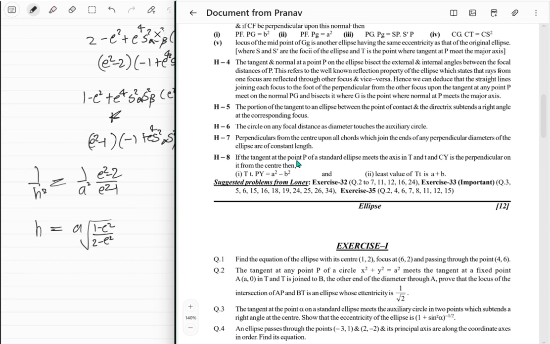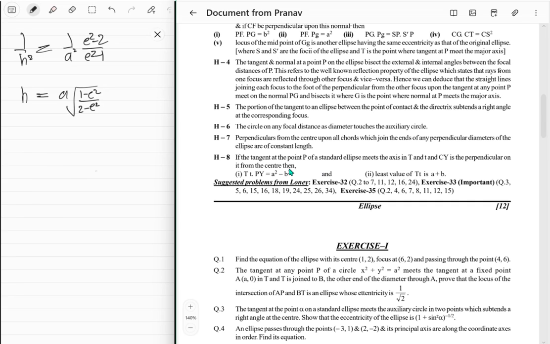Right. Last property: the tangent at the point P of a standard ellipse meets the axis in capital T and small t, and CY is the perpendicular on it from the center. Then tangent at the point P of a standard ellipse meets the axis in capital T and small t. Right. And CY is the perpendicular on it from the center.